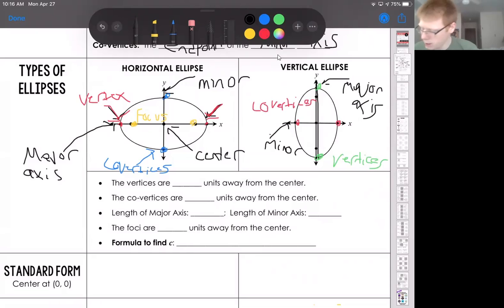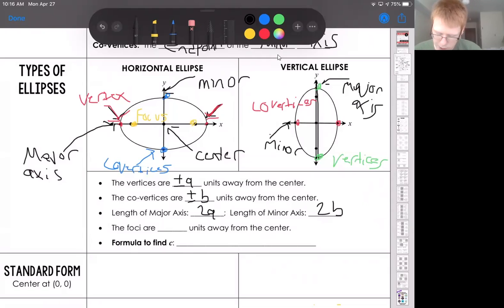And just some more facts. The vertices are always plus or minus a units from the center. We'll talk about what that means. We're going to have formulas, but to find your vertices, it's plus or minus a from the center. Your co-vertices are plus or minus b from the center. We'll see how this relates to the formula that's coming up. The length of your major axis is 2a, and the length of your minor axis is 2b.